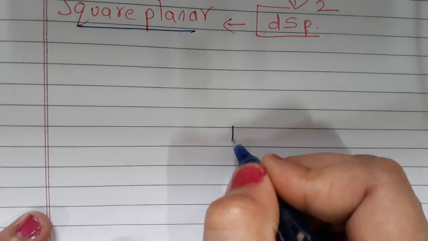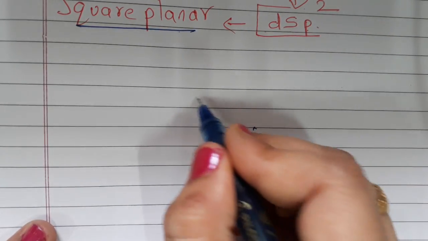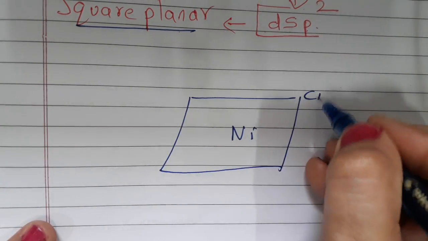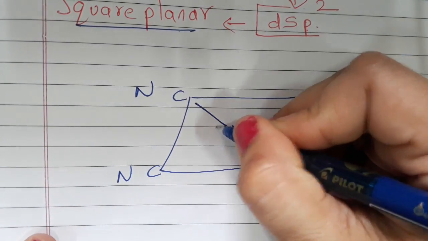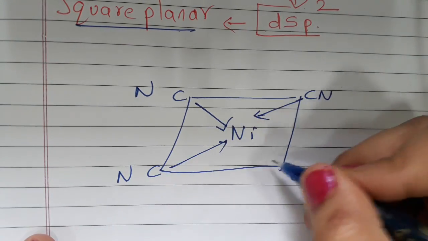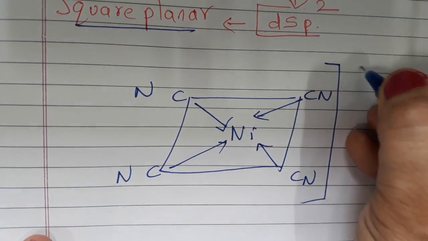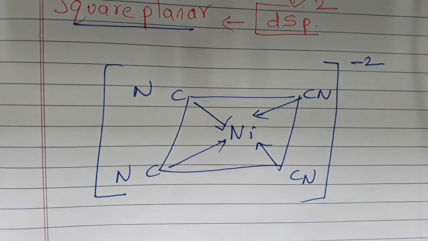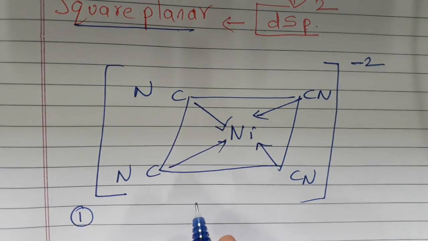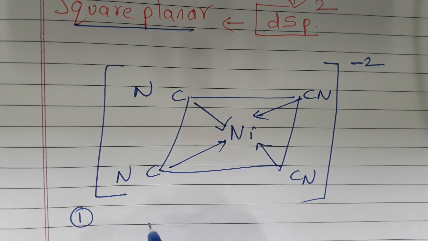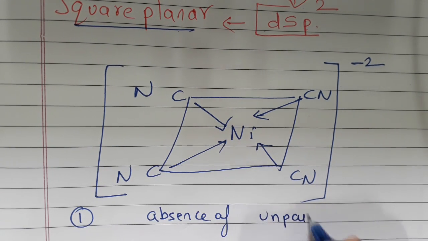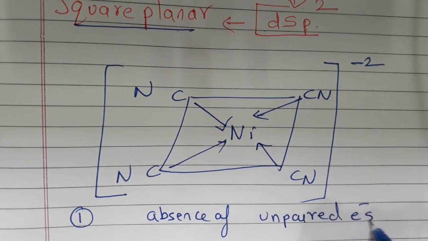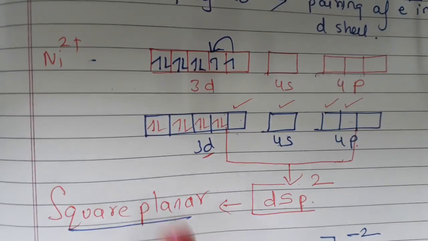So how do I draw square planar? Nickel is there and along the 4 corners we are having cyanide, cyanide, cyanide, cyanide, donating its electron to nickel, and the charge on the entire complex is -2. Now yes, we have to discuss whether there are unpaired electrons. Unpaired electrons are there? No. There is absence of unpaired electrons. Why? Because all the electrons got paired up.